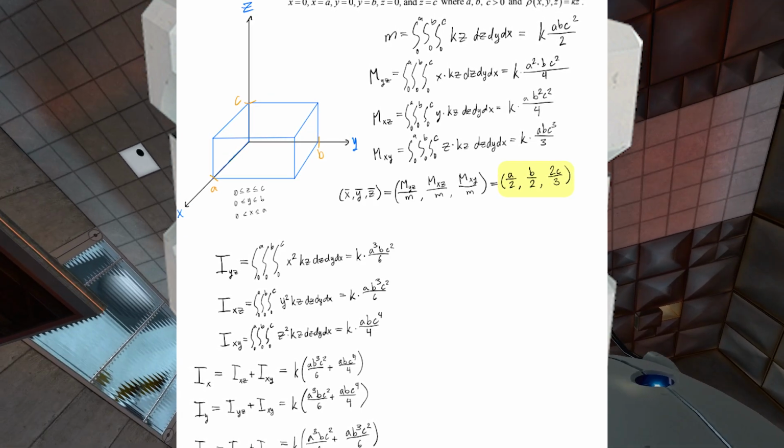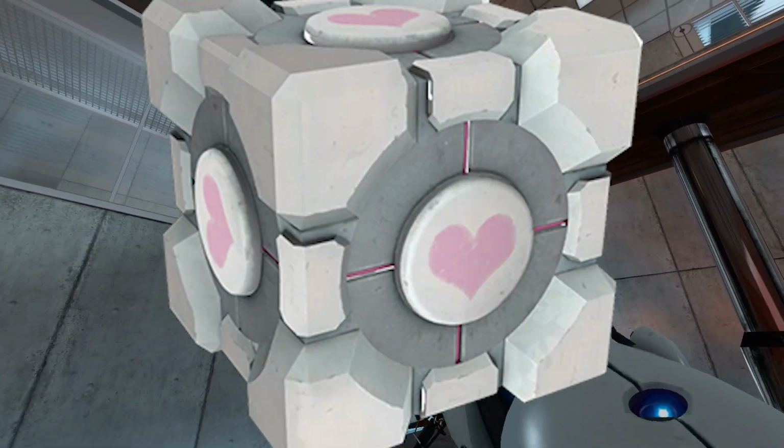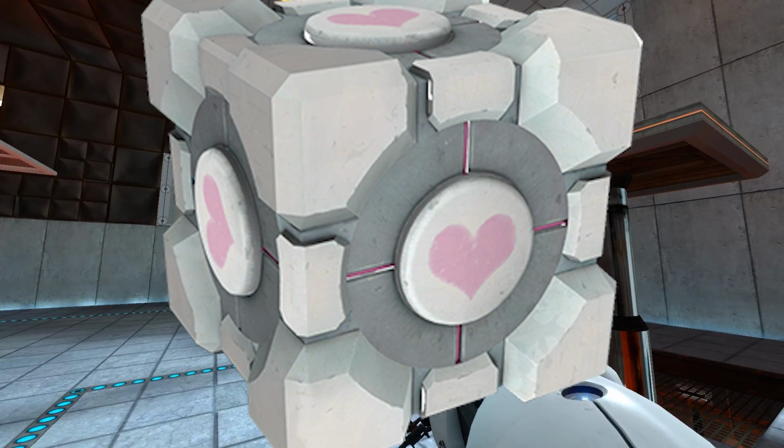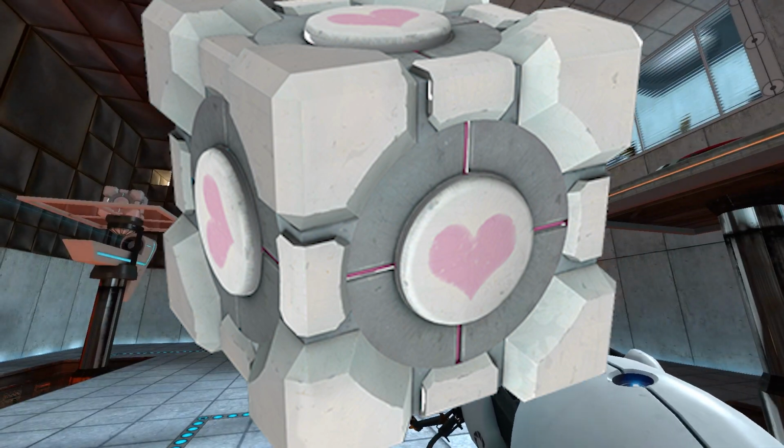But yeah, and then the moments of inertia are pretty cool too. Pretty much what I'm trying to say is, using this, we can get these calculations for something like our precious companion cube.